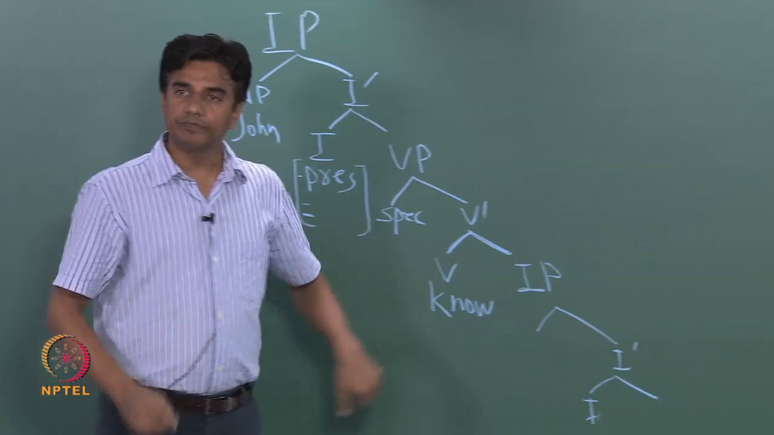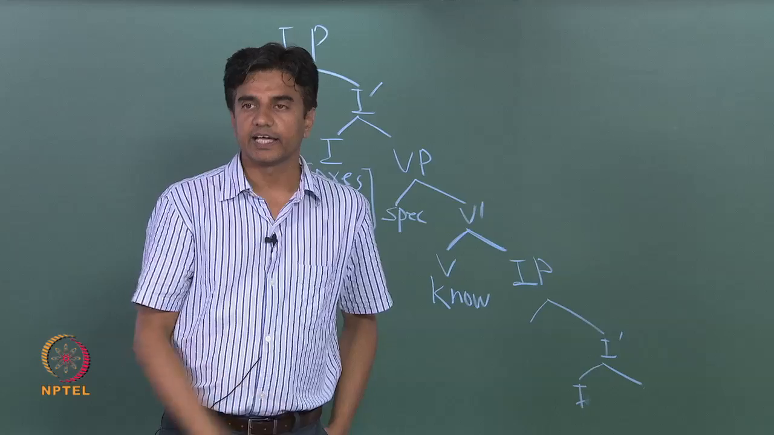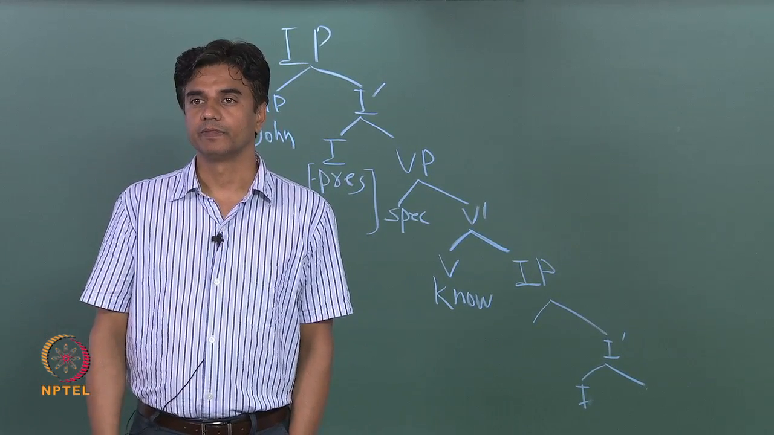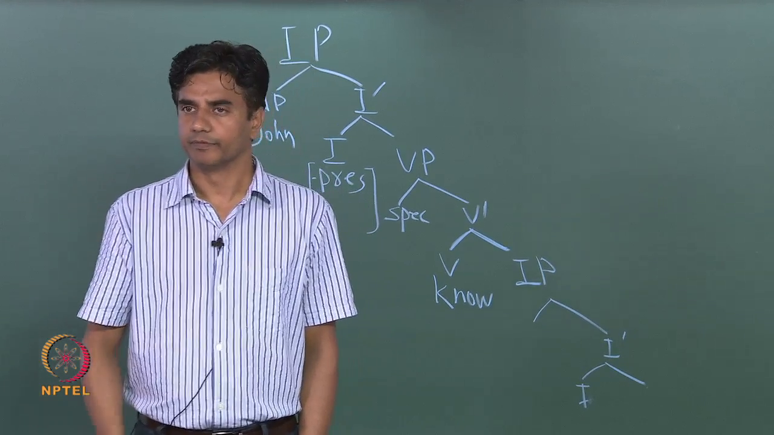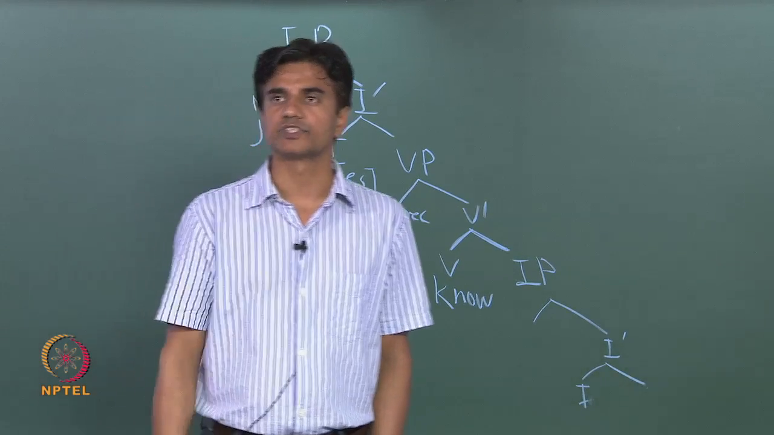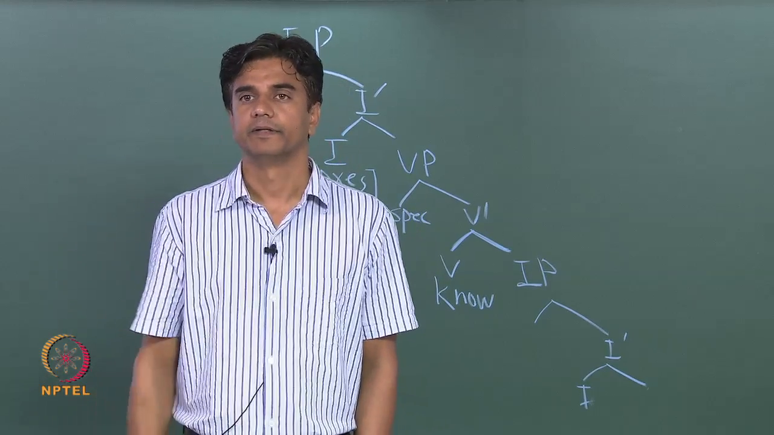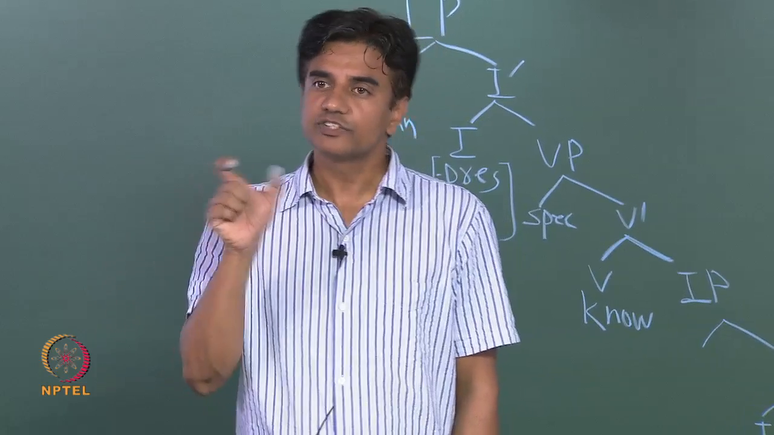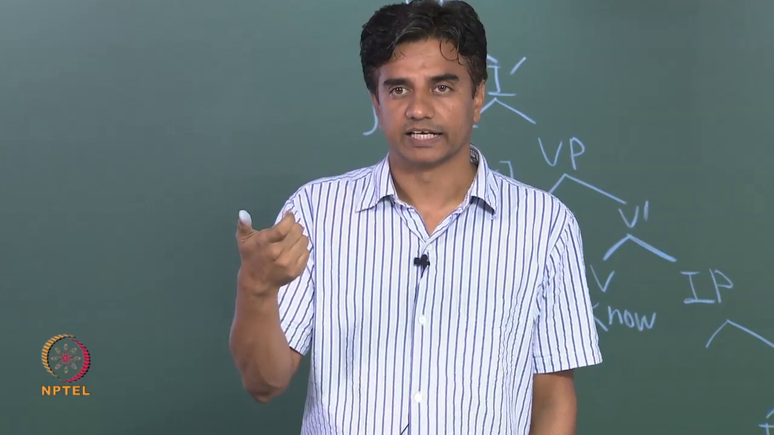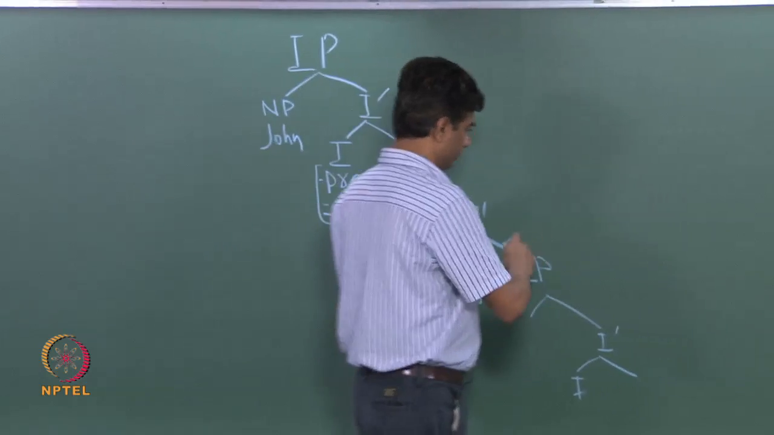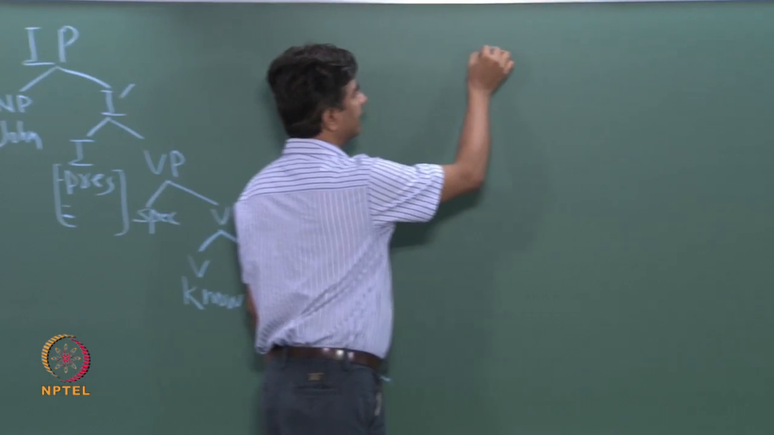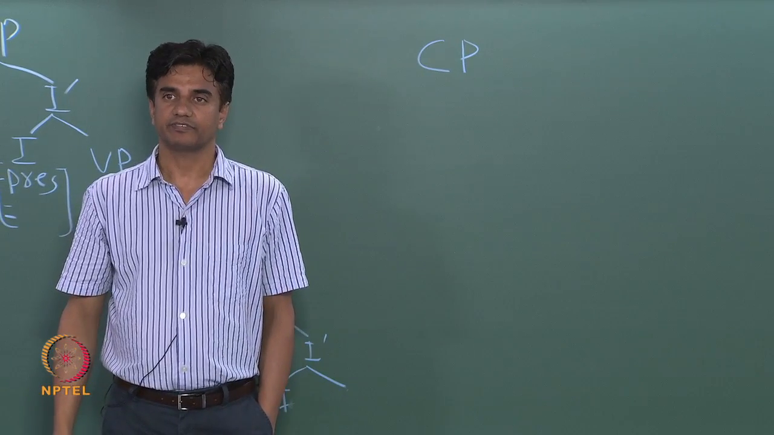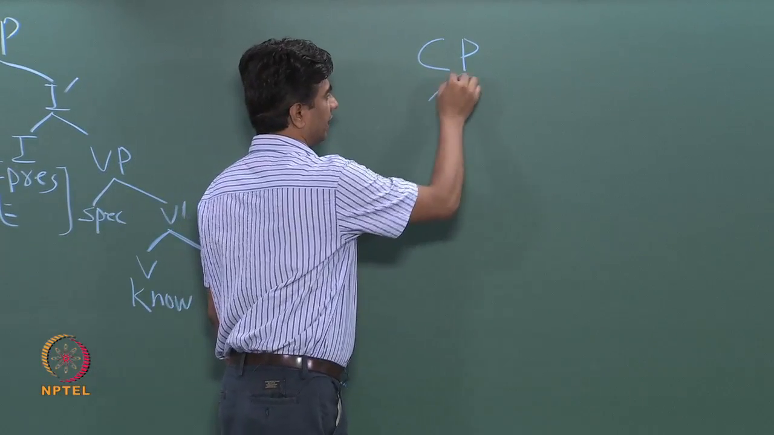If we look at this part, S2, it's clearly more than IP. An IP is a simple sentence, like the first one, John loves Mary or Bill loves Mary. A very simple sentence. That John loves Mary is not just an IP. It is something more than an IP. What I want to introduce to you with the help of this is something called a complementizer phrase, which is CP.